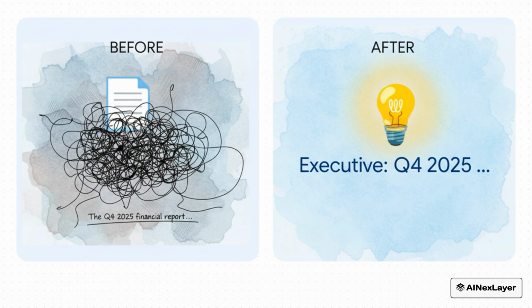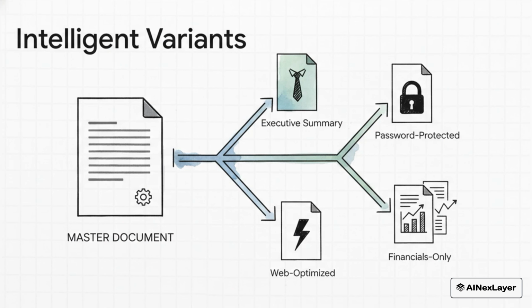Here's a perfect example of what that looks like. You start with this dense block of text from a financial report, the AI reads it, understands the key points, and then, boom, it generates a concise, perfect executive summary. This is a total game changer for processing information quickly. And you can take this even further. Just imagine an automated pipeline that takes one single source document and generates a whole suite of purpose-built variants. You could have a short summary version for executives, a password-protected version for confidential files, a web-optimized version, maybe even a version that only contains the financial tables, all created automatically.